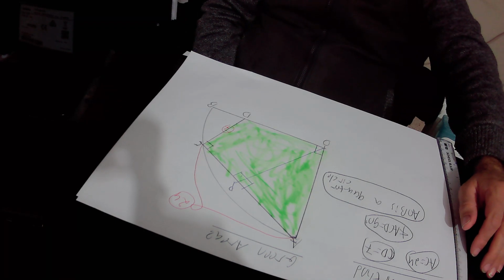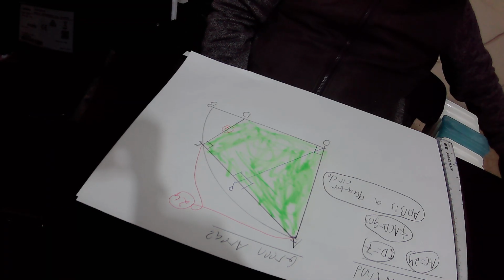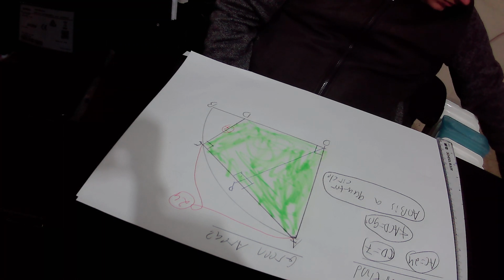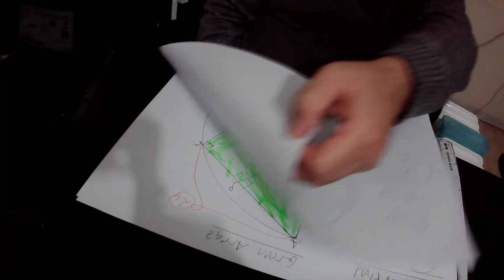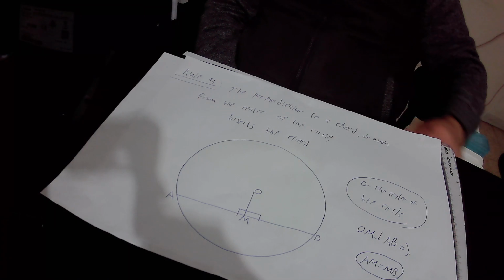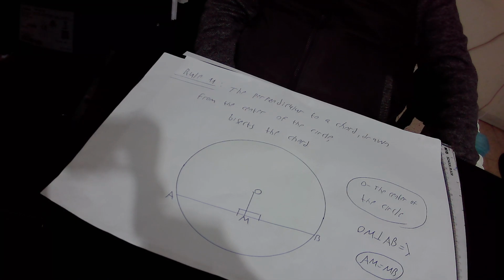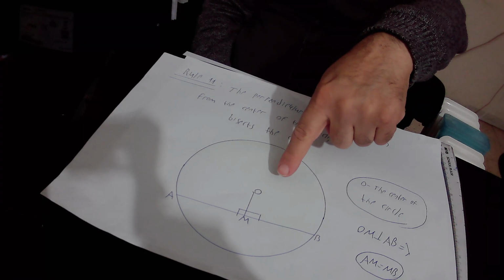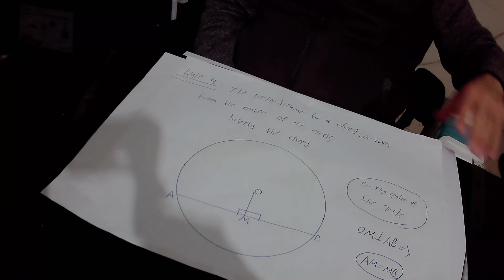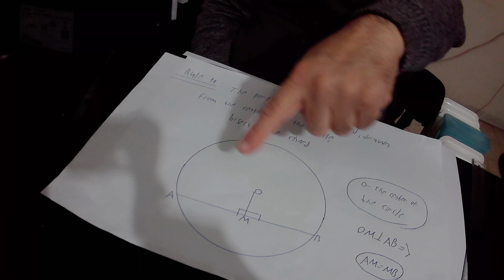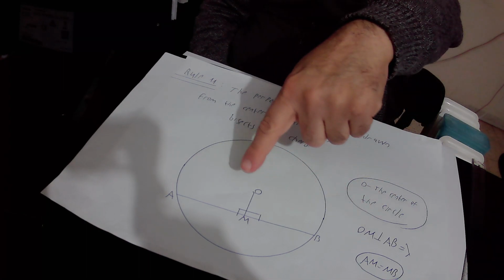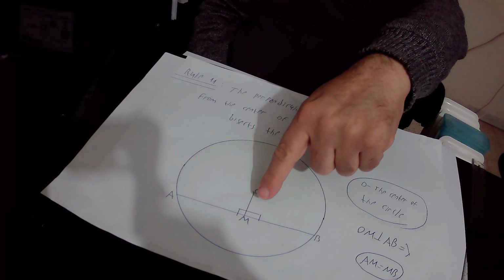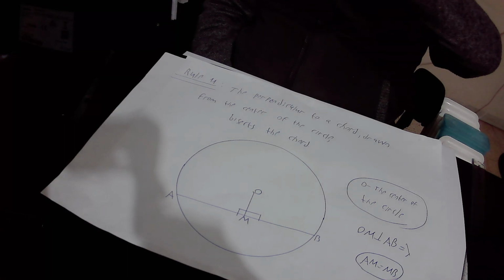And here we have rule number 11. According to rule number 11, the perpendicular to a chord drawn from the center of the circle bisects the chord. The center of this circle is here at point O. From point O we draw perpendicular OM on chord AB. That is to say this angle equals 90 degrees and this angle equals 90 degrees according to our construction.